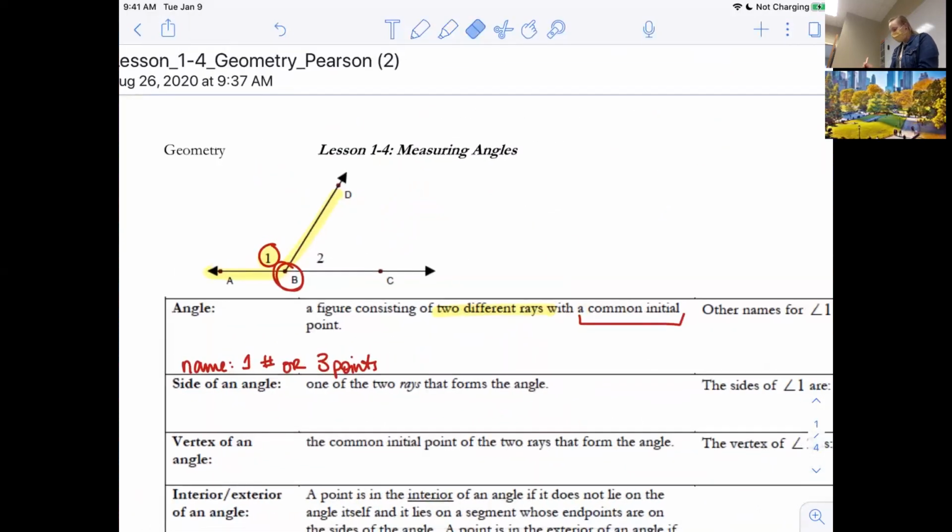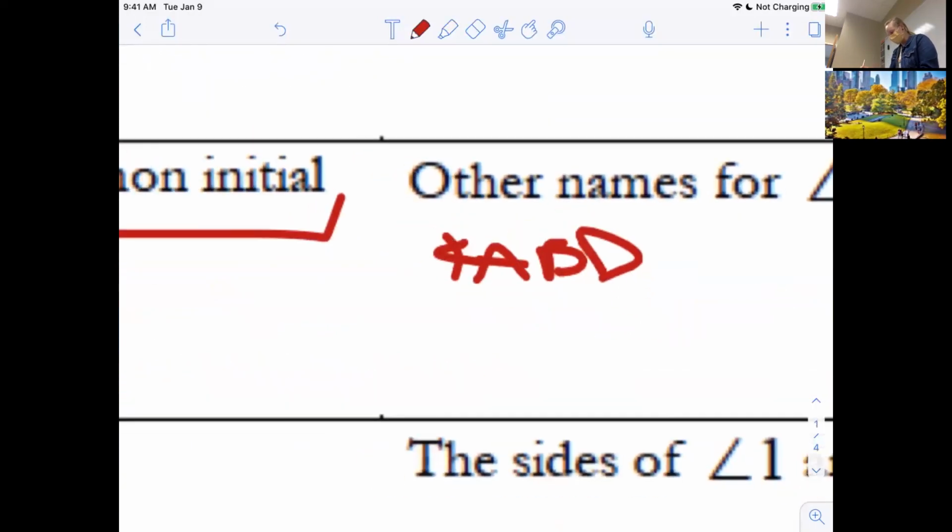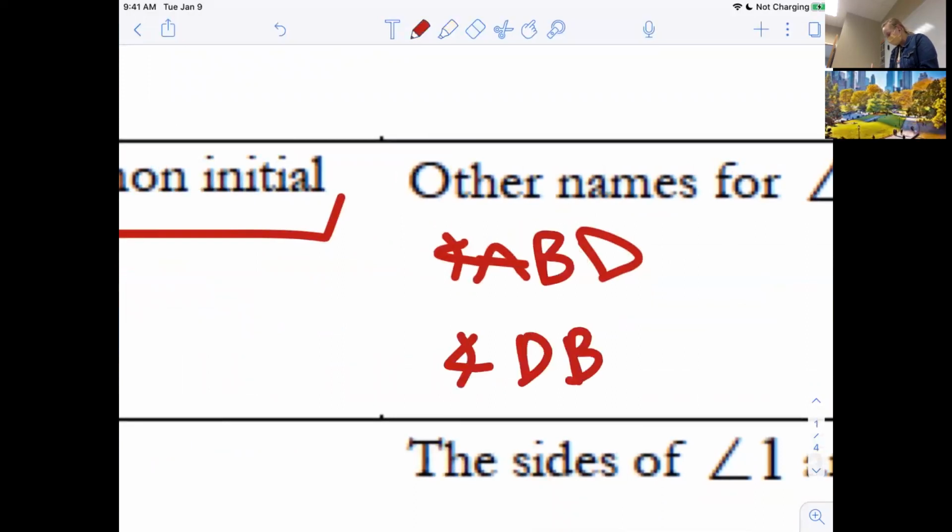Now, with the 3 points, order matters. It matters what order you write those points. The common initial point, it's also called the vertex, but we'll talk more about that later. It must be in the middle when we name them. So other names for angle 1 could be angle ABD. And it also could be flipped. I could do DBA. I'm going to zoom in so it looks nicer. ABD. Or it could be DBA.